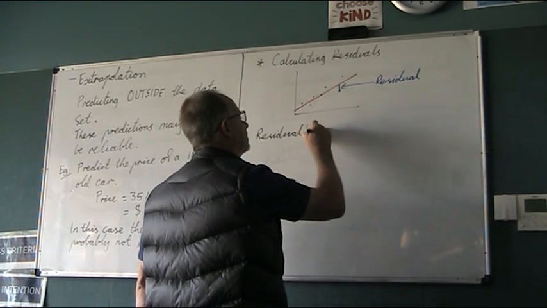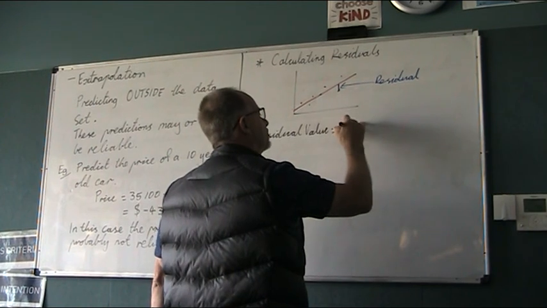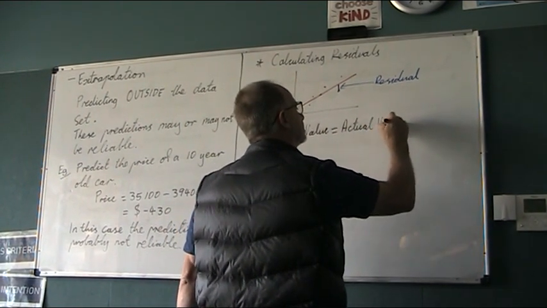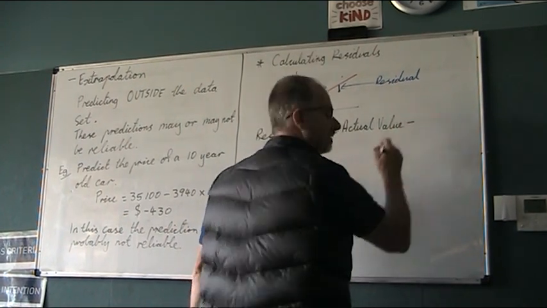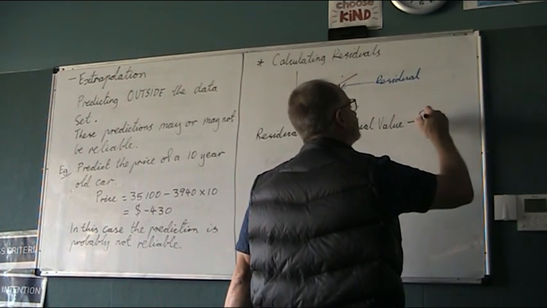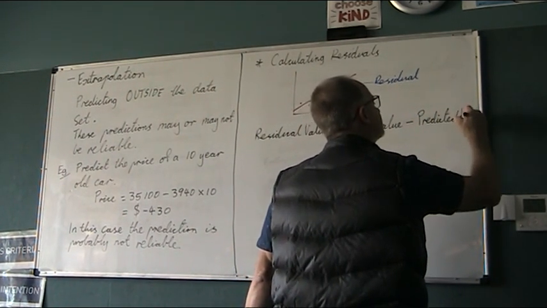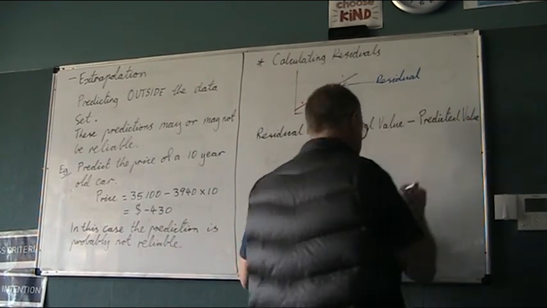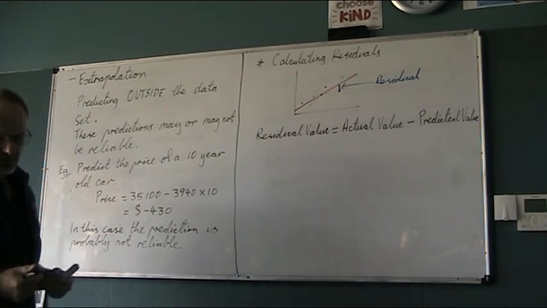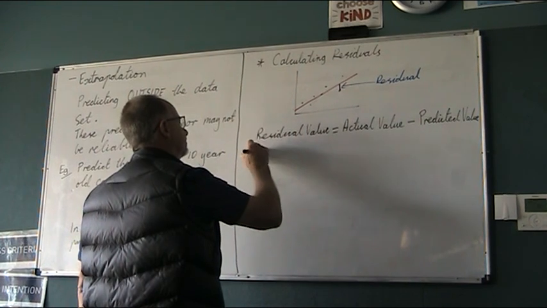I'm sorry. So our residual value is our actual value minus our predicted value. And our predicted value, of course, is what the line tells us. So they can be positive or negative or zero.